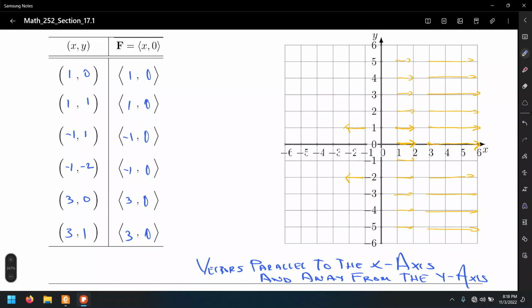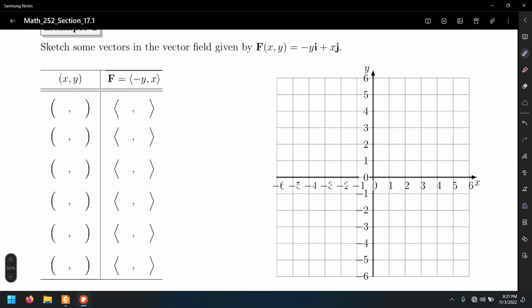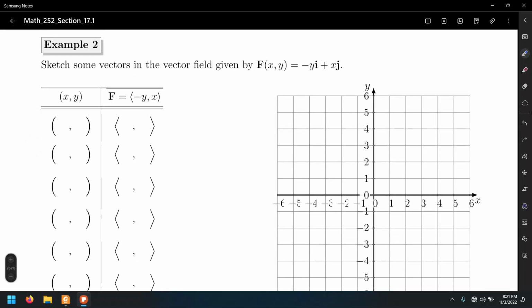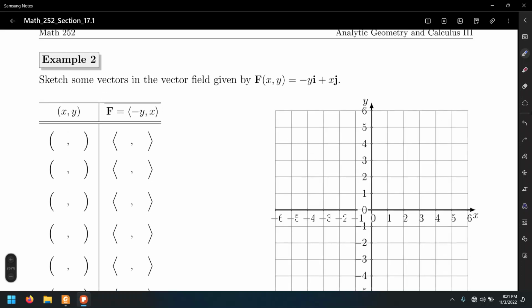So let's look at another example. How about that? In the meantime, let me, all right. Example number 2, let's sketch some vectors in the vector field given by F of x, y equals negative y i plus x j. Alright? So this one has a special name. This one is called a rotational vector field.